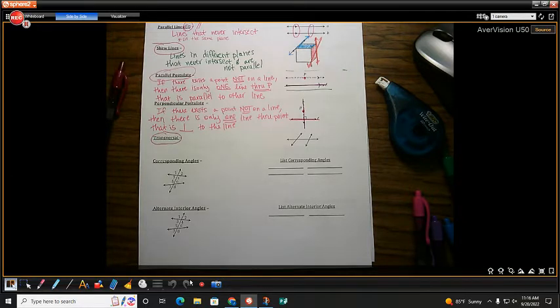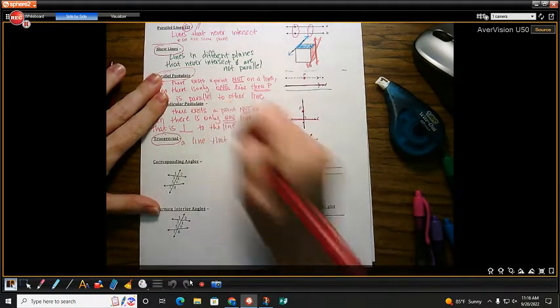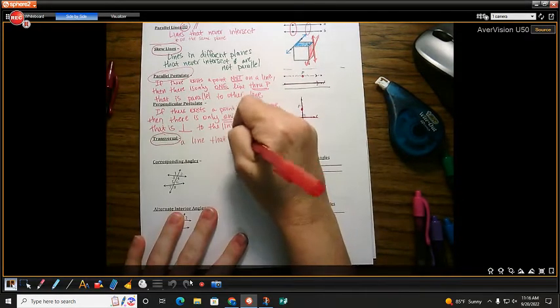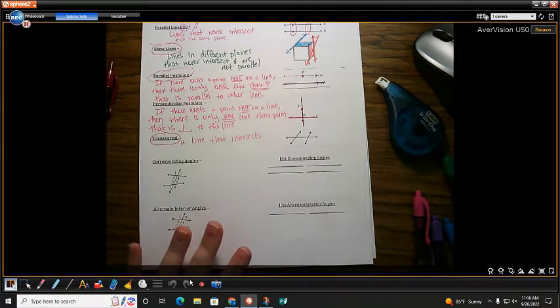So a transversal is a line. A line that goes through two. And it's a line that does what? Goes through two. Oh, what's the fancy math word for going through? Intersects two. Intersects. So what does a transversal intersect?